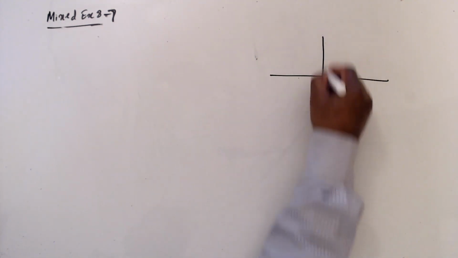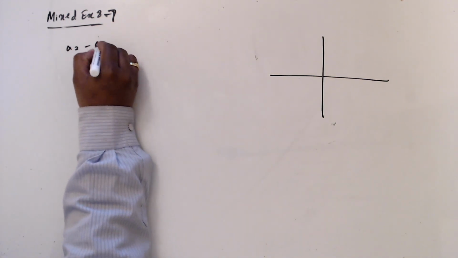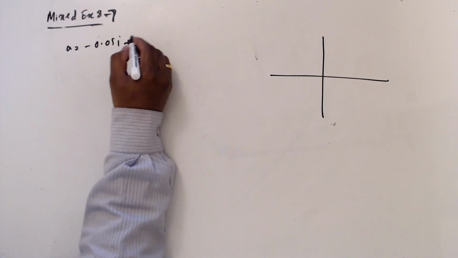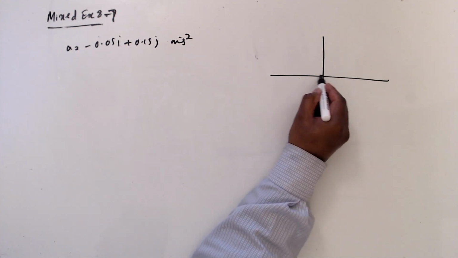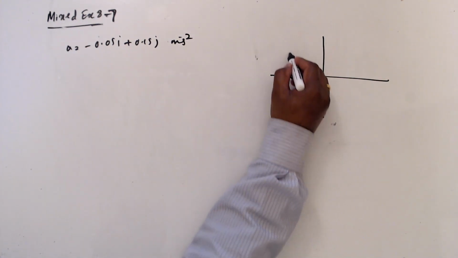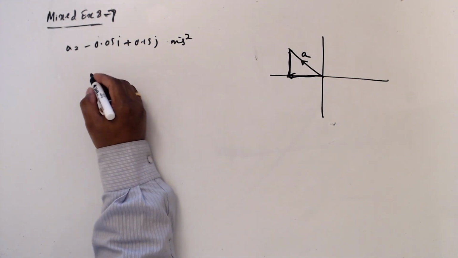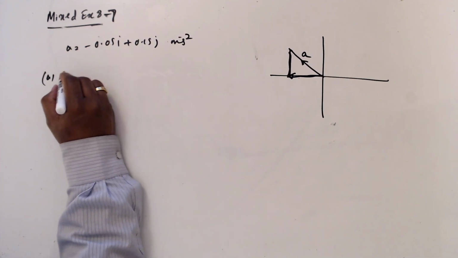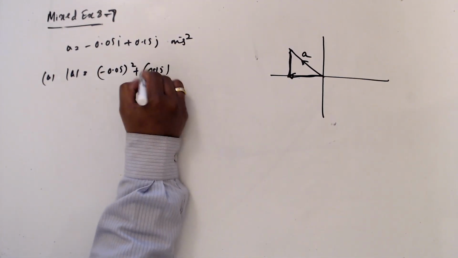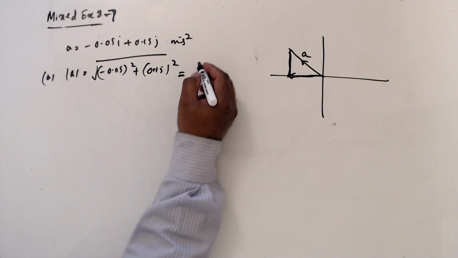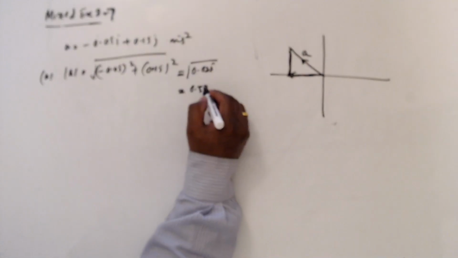Question number 7. Acceleration is given as a equals minus 0.05 i plus 0.15 j, so minus in this direction and 0.15 in this direction. This is a. The first question, magnitude. The magnitude, mod a, is the square root of minus 0.05 squared plus 0.15 squared. That is going to be 0.025, which is 0.158 approximately.